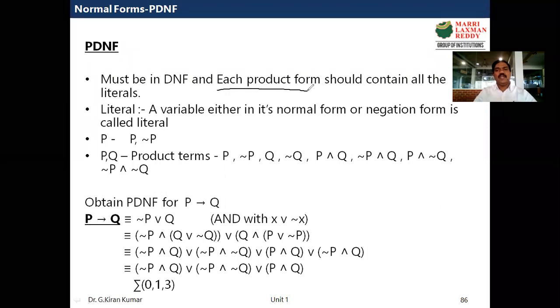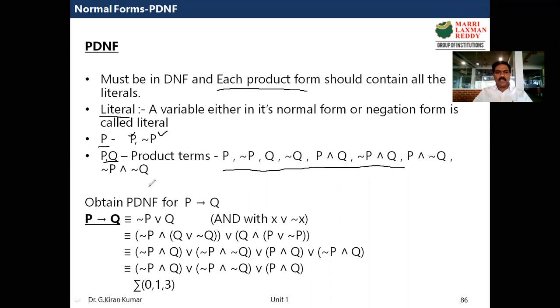Then what is a literal? A literal means a variable either in its normal form or with a negation form. That means if we take a proposition p, what do we mean by literal? There are two: p without negation, p with negation. So these two are called literals of p. Then if you see the product terms for p, q, where there are two propositions, for example, these are all possible product terms we know.